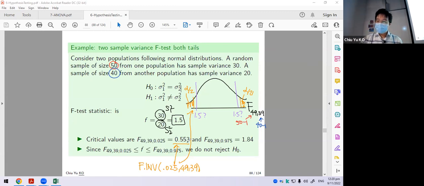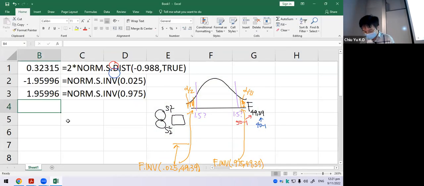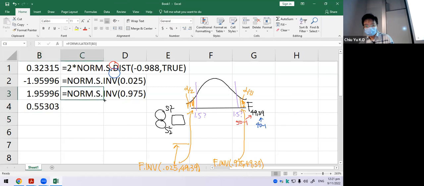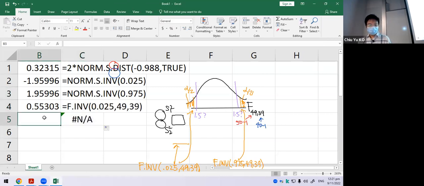For this value, it will be the same, F.INV, 0.975, 49, 39. So let me check it out in Excel. It will be equal to F.INV, 0.025, 49, 39. So that's how I get the 0.553 in the slides.